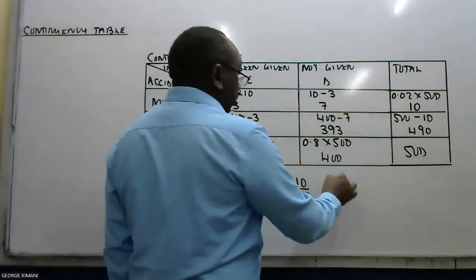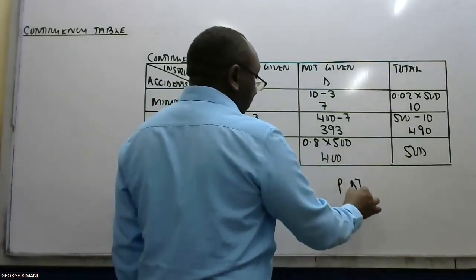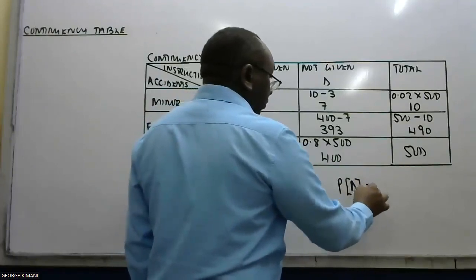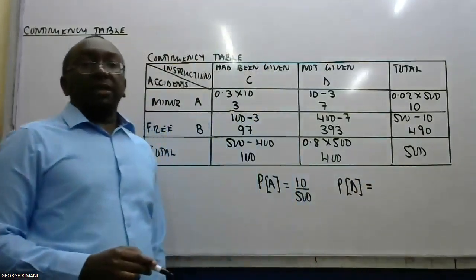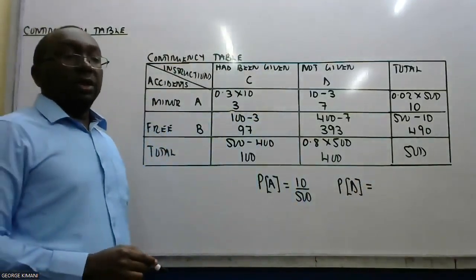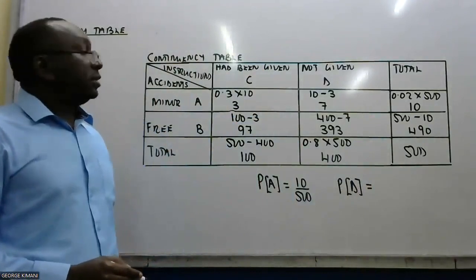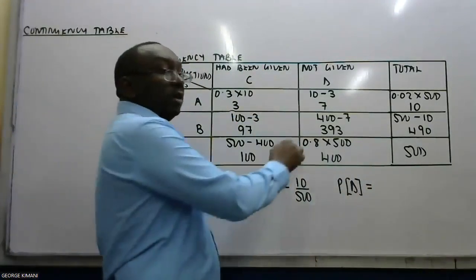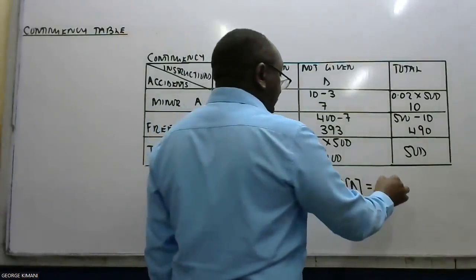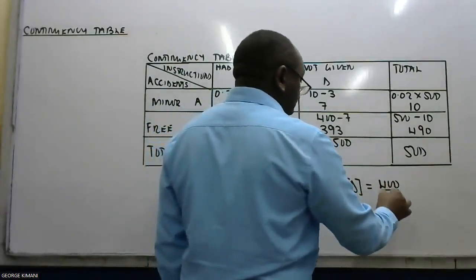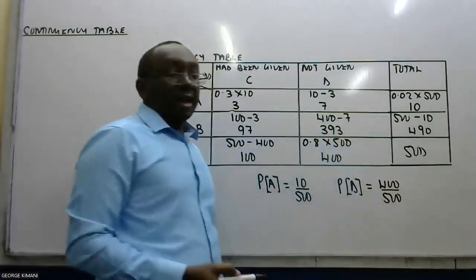Similarly, if you are told to give the probability of D, you go to where there is D. All of them are 400. You divide by 500.